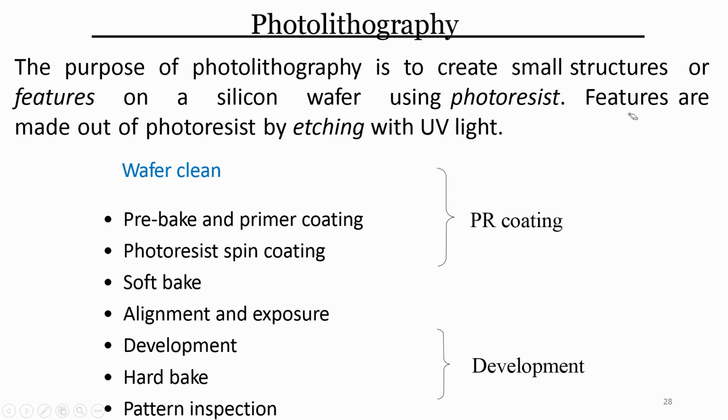So, why we have to go for primer coating? Because primer coating will improve the adhesion of photoresist onto the substrate. So, now after primer coating you will go for photoresist spin coating. When you coat the wafer or substrate with photoresist, the next step would be soft bake. Soft bake is done at 90 degree centigrade for 1 minute if we are using hot plate, correct.